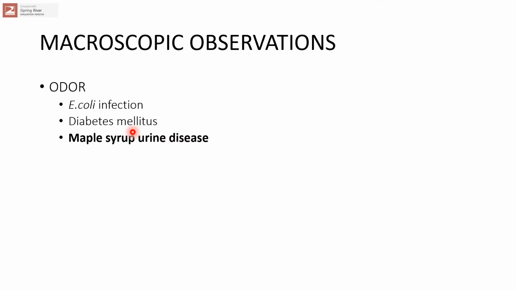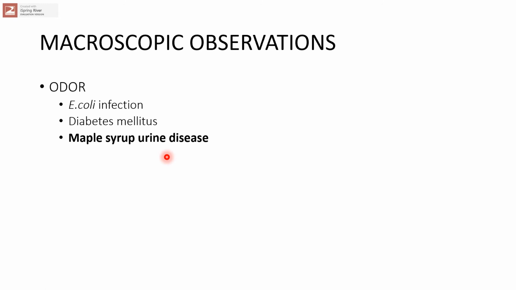Now, the other condition you may or may not have heard of is called maple syrup urine disease, or MSUD. MSUD is a genetic disorder that leads to a progressive degeneration of the nervous system and eventually brain damage. It's a defect in a particular enzyme which is important for the breakdown of amino acids like leucine, isoleucine, and valine.